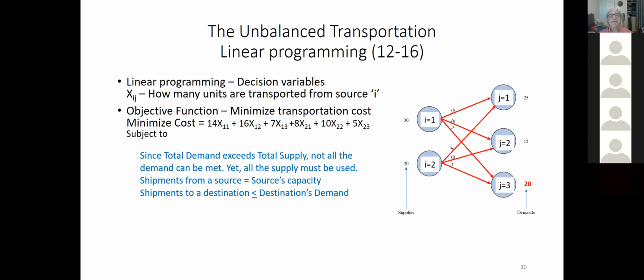So since the demand exceeds the supply, not all the demand is met, yet all the supply must be used. So we switch the equal to and the inequal to. What happens here is the shipments will be satisfied, the capacity constraint will be satisfied fully, but the demand constraints will not. So there will be at least one demand point here that will have a shortage. We will have to deal with these shortages sometime else, I guess next time.